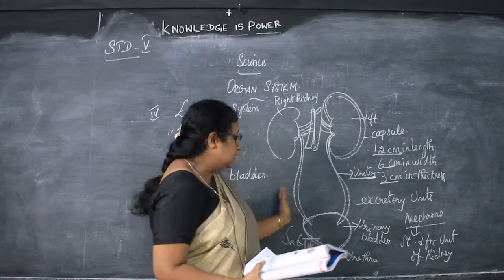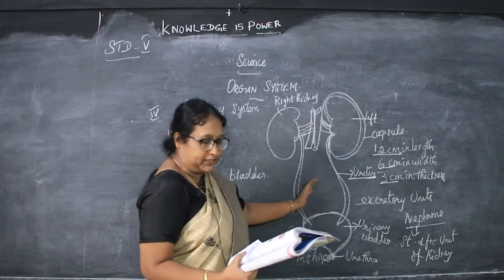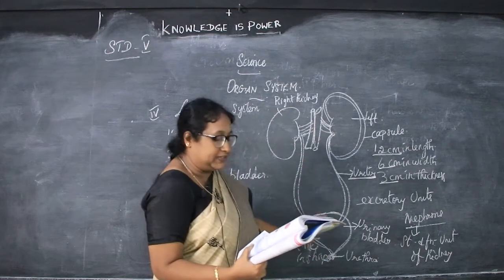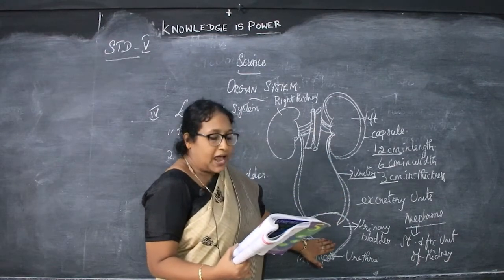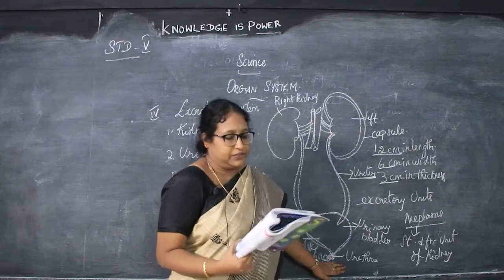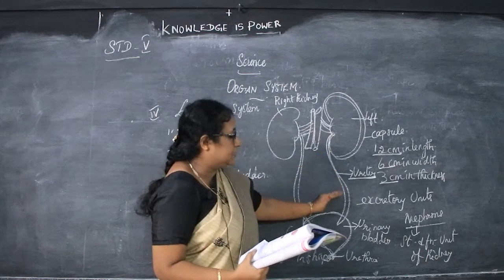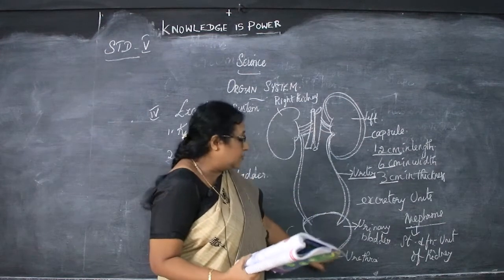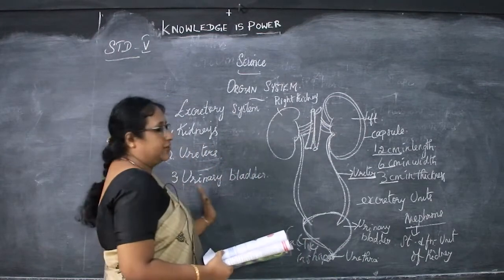Urine enters the urinary bladder through the ureter and slowly fills the space inside the bladder. The urine is then expelled, that is, it comes out of the body through the urethra. So the urinary bladder is sac-like in shape, and urine comes through the ureter to the urinary bladder slowly and comes out through the urethra. So this is about the excretory system.